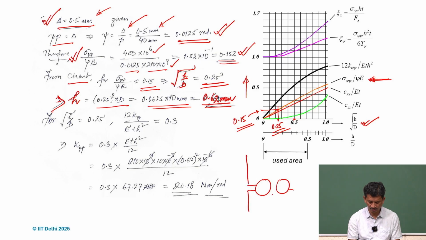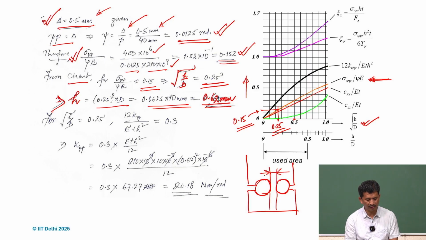So this is what we are talking about. This is the h. So we obtained, and this is one of the geometric parameters which was missing. So the thickness we got. Yes, we can also take lower values, but for simplicity we continue with that, and if we take 0.62 millimeter, we'll continue with the same h by d.